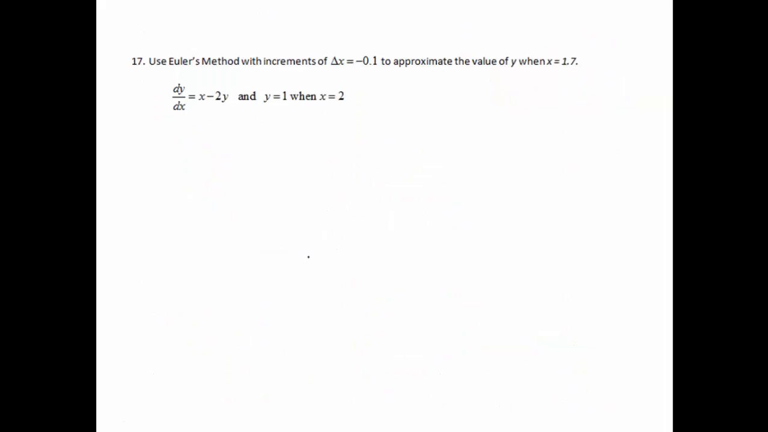All right, number 17, use Euler's method with increments of delta x equals negative 0.1 to approximate the value of y when x equals 1.7. So we have dy/dx is equal to x minus 2y, and y equals 1 when x equals 2. So I'm going to go ahead and get my chart set up. We already know that when x equals 2, y equals 1, and we're going in increments of negative 0.1, so I'll do 1.9, 1.8, 1.7, and that's what they asked me for, so that's where I'll stop.